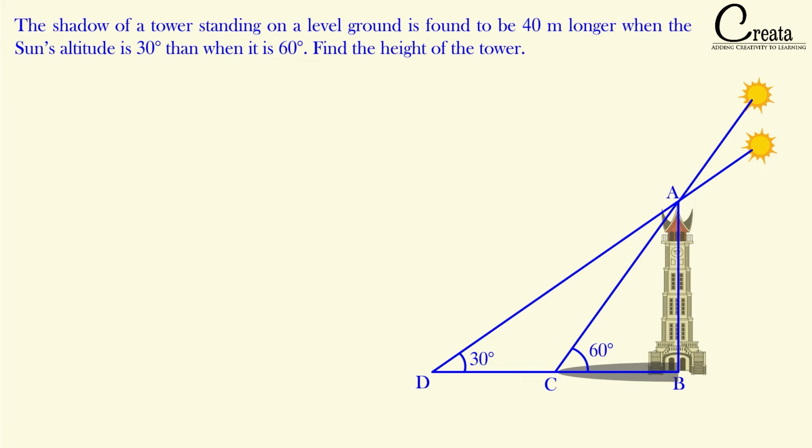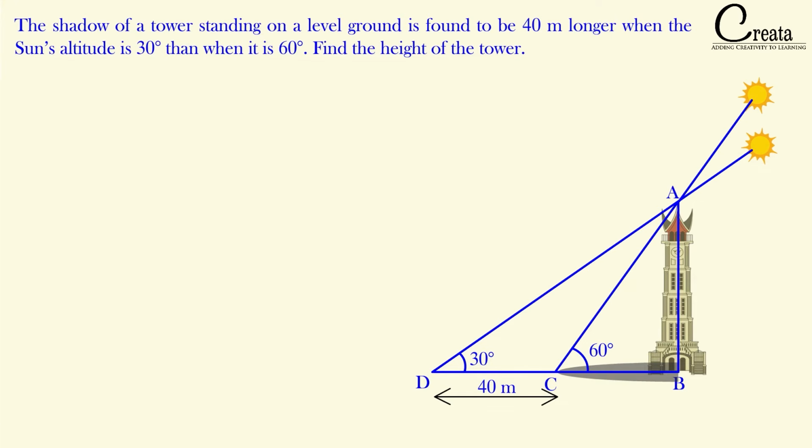And the observer has noted that the difference between the shadow length is 40 meter in the two cases. It means this distance is 40 meter. Initially the shadow was BD, now the shadow is BC. So the difference between both the cases is 40 meter. Got it? So this is the scenario, and in this question we have to find the height of the tower.